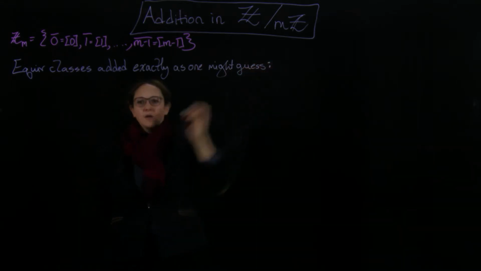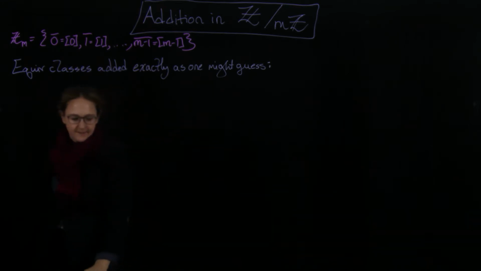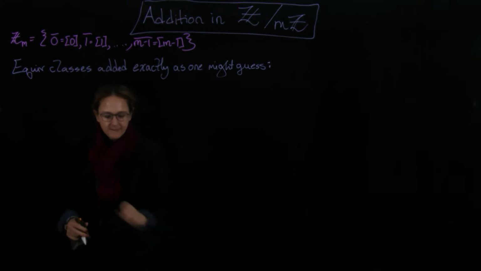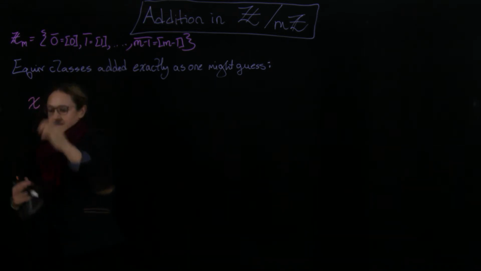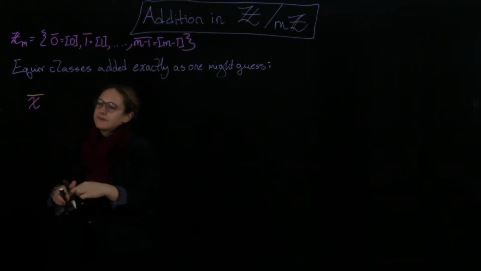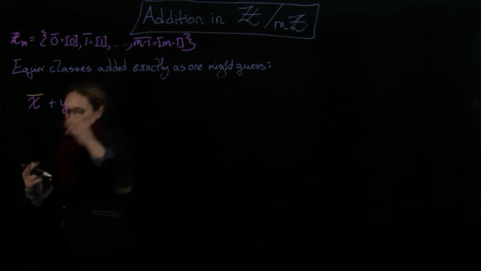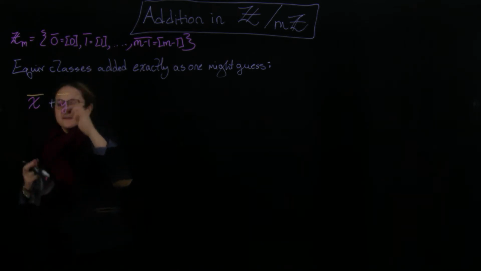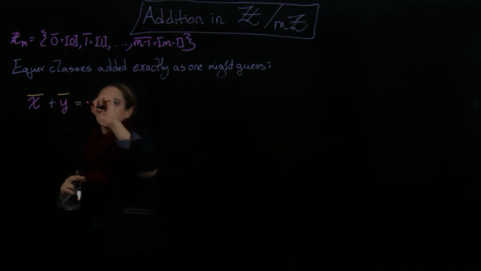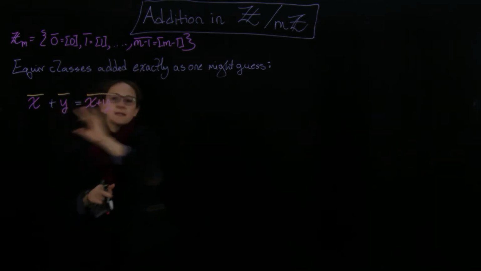Okay. So how would I add the equivalence classes of, I'm going to do it like this. So if I have the equivalence class of X, I'm just going to do the bar like this, plus the equivalence class of Y, this is actually going to equal the equivalence class of X plus Y. Okay, so you can really add within.